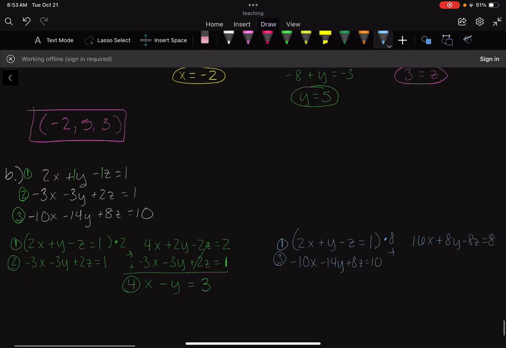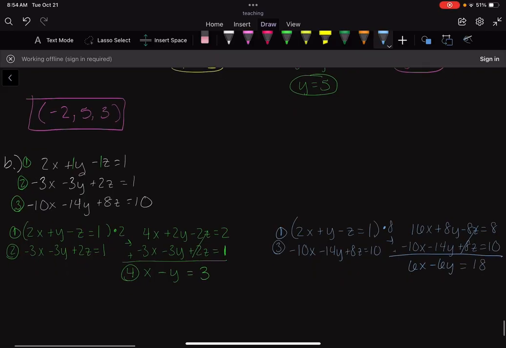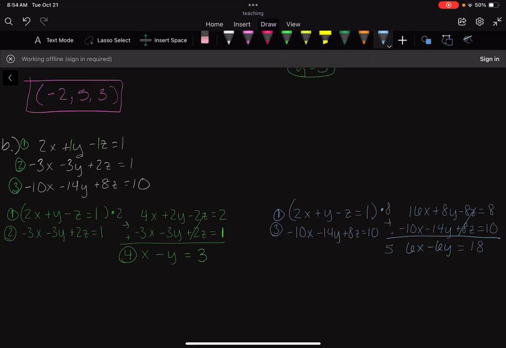Running out of space here. Move over. My second one didn't change at all. That's still negative 10x minus 14y plus 8z equals 10. Add these equations together. I get 6x minus 6y, z's cancel, equals 18. So that's now my equation 5.